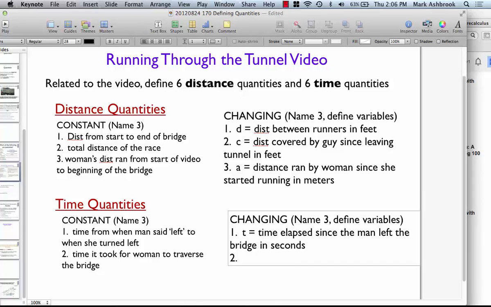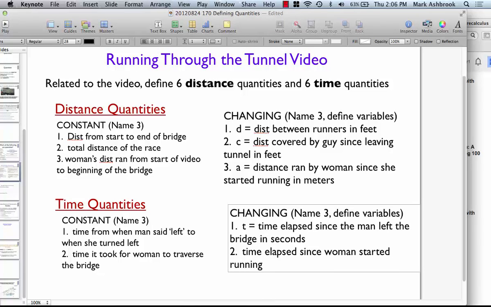So is there another changing time quantity we can do? Sure, go ahead. The time elapsed since the woman started running. And so pick a variable for that. W, perfect. She wants the time elapsed since the woman started running. In seconds. Is it a changing quantity, first of all? Is it specific enough? Does it have units?